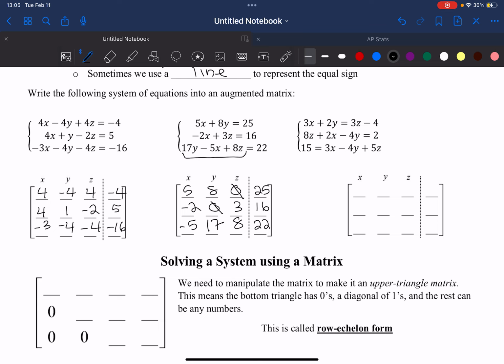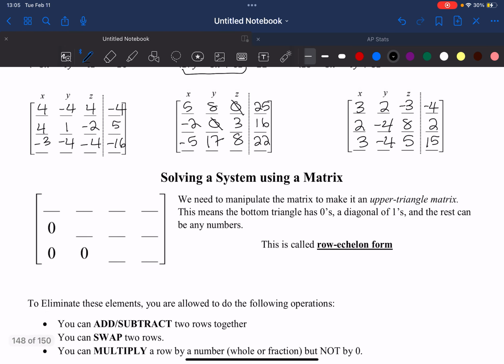And again, this one is also out of order, so I'm going to have to move this z over. And we would have 3, 2, -3, -4. And then these are out of order, so I have 2, -4, 8, 2. And then I have 3, -4, 5, 15.